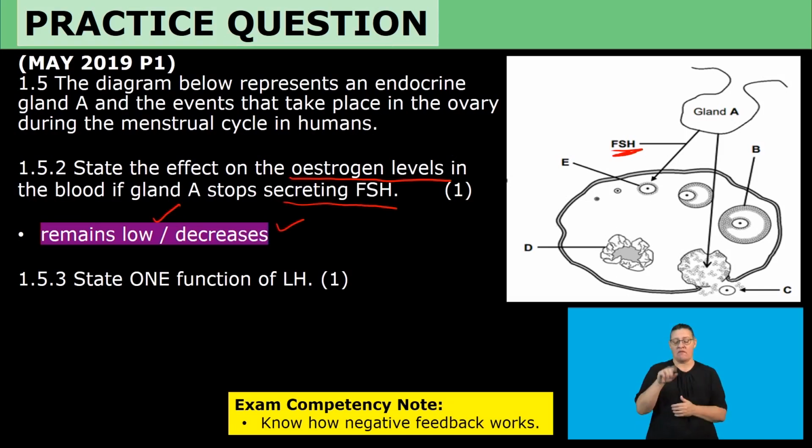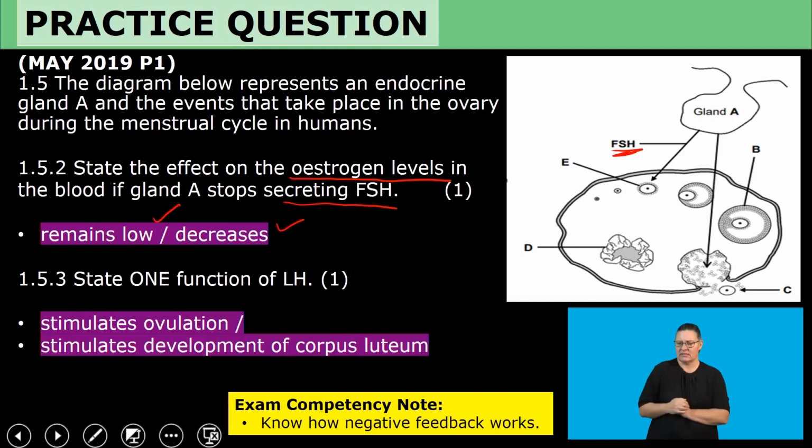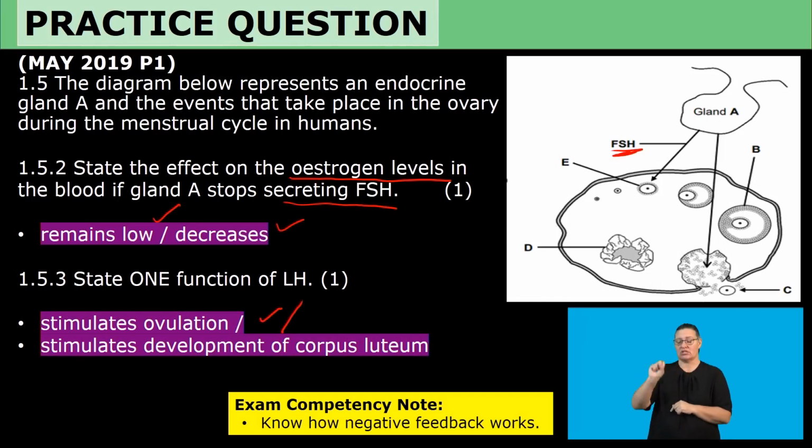1.5.3: State one function of LH. LH has got 2 functions. We're looking at one. It stimulates ovulation. That's a mark. Or you can see a slash: it stimulates the development of corpus luteum. You can even say for ovulation, it stimulates the release of the ripe ovum from the ruptured Graafian follicle. It can also be given as an optional answer for ovulation.